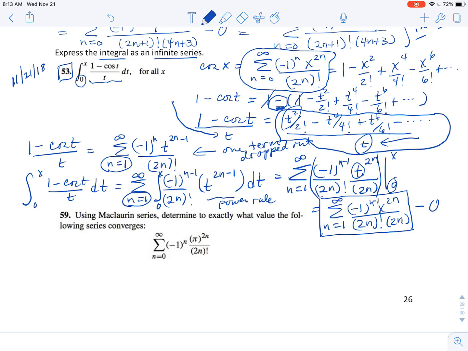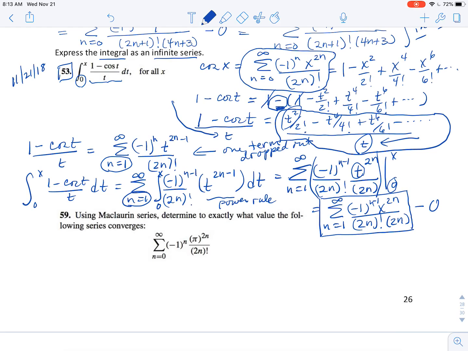So if 2 terms dropped out, would n equal 2? Yes. If 2 terms dropped out, you'd shift it over again. Exactly right. Question: because you're taking the integral of that function, is that why the t to the 2n minus 1 becomes t to 2n? Yes.